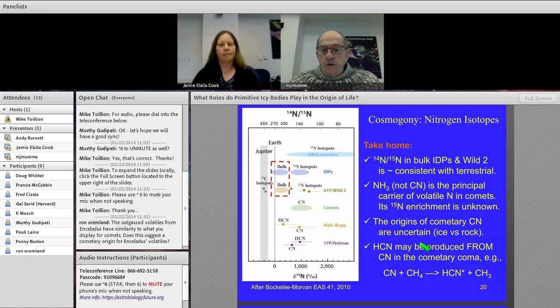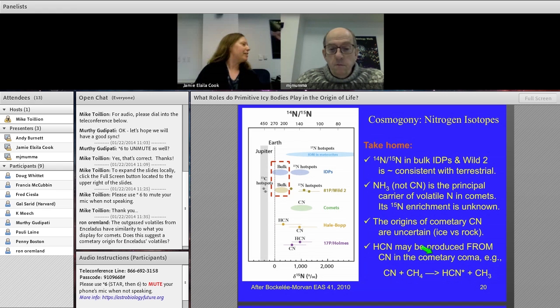And the final point, which I mentioned briefly in passing, was the fact that we think that HCN may be produced from CN in the coma. So to turn that around, an important sub-question is, how is HCN released from a comet, and in what proportions is it really stored in the nucleus as opposed to being produced in the coma from reactions such as cyanogen plus a hydrocarbon, such as methane.